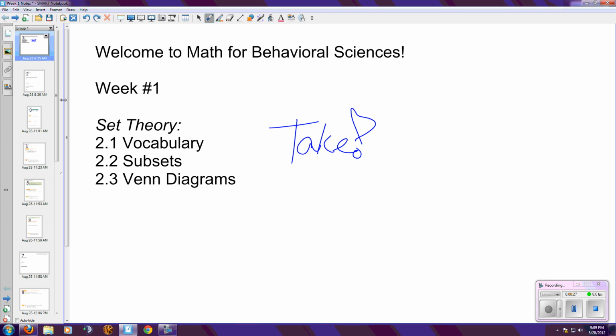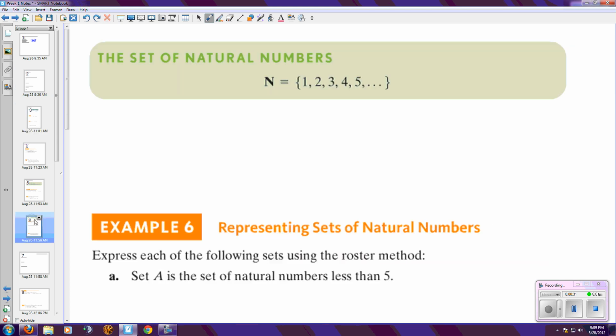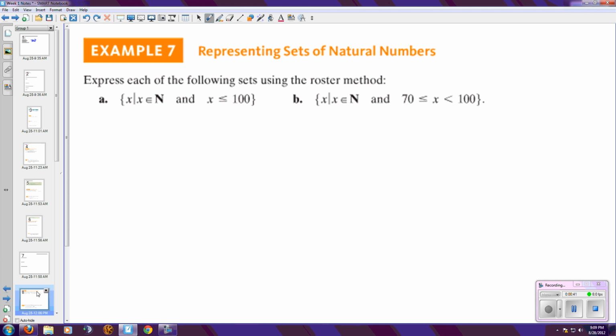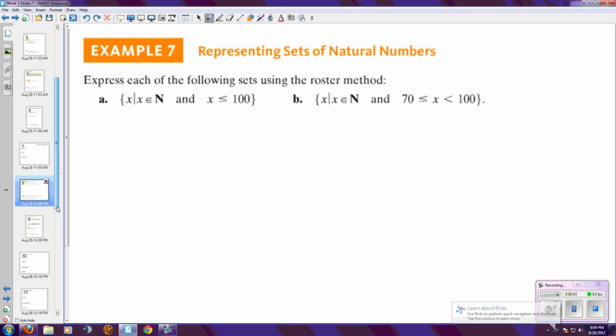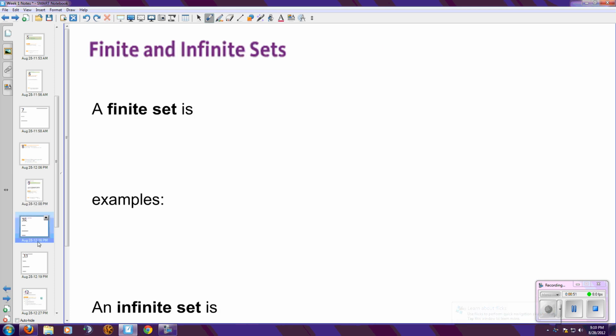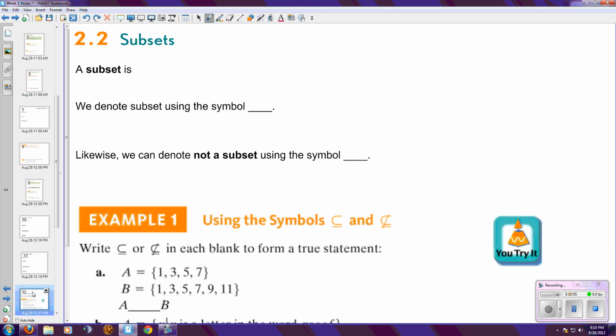So for now, I'm going to skip ahead. I know the first couple of slides are going to look familiar, but we will get to less than, greater than, which we'll talk about in class. That's probably something from a previous course. That includes the natural numbers, which is a fancy way of representing the set 1, 2, 3, and so forth. Cardinal numbers was one of the last things we had covered. Finite versus infinite, equal versus equivalent.